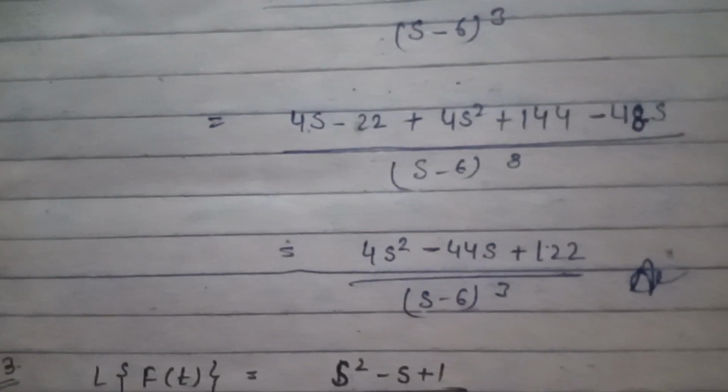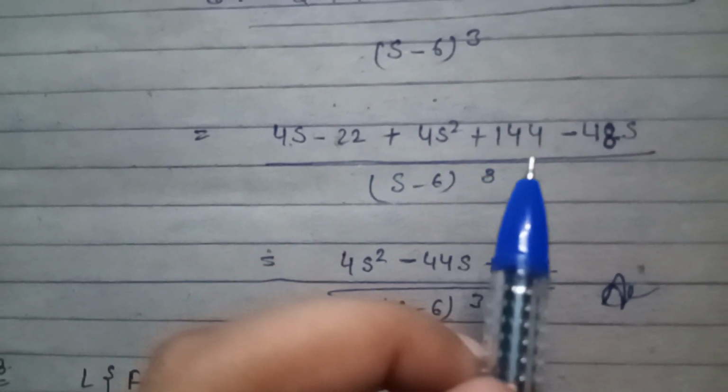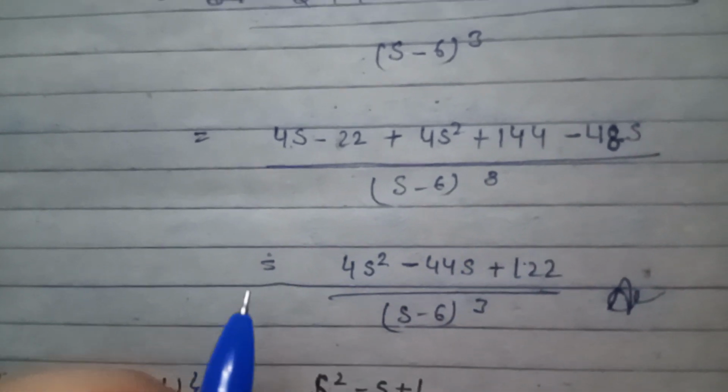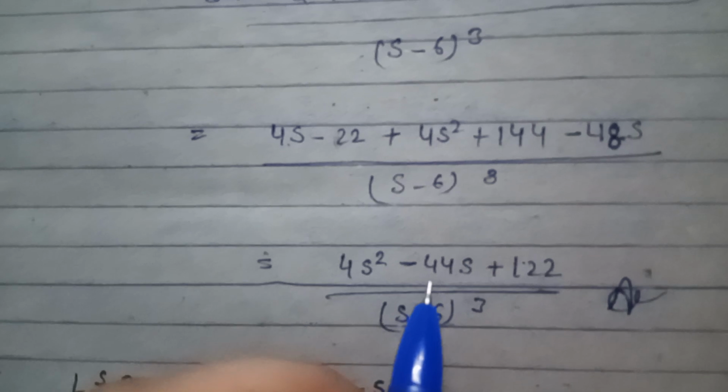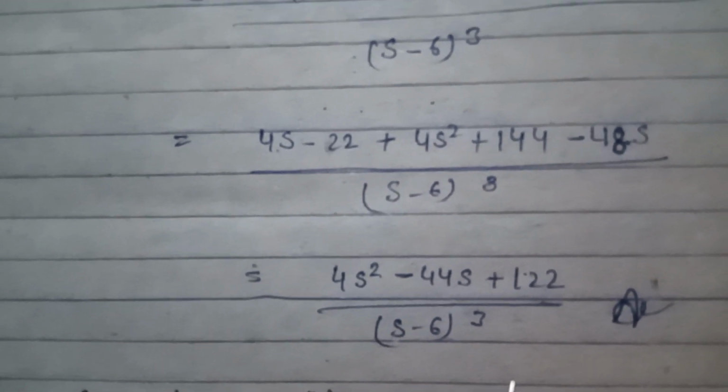Now 4s minus 22 plus 4s square plus 144 minus 48s upon (s minus 6) whole cube, which is equal to 4s square minus 44s plus 122 upon (s minus 6) whole cube.